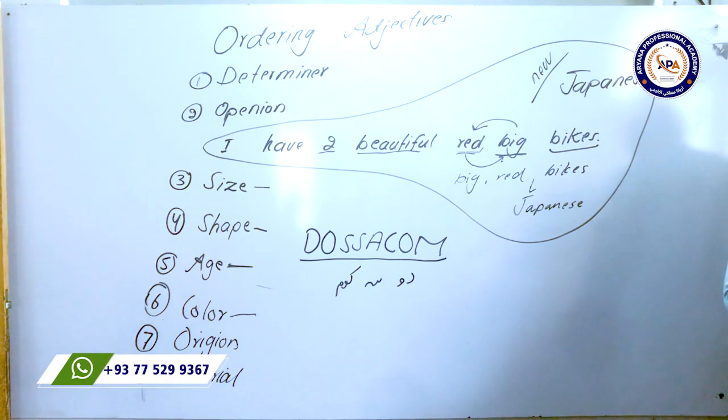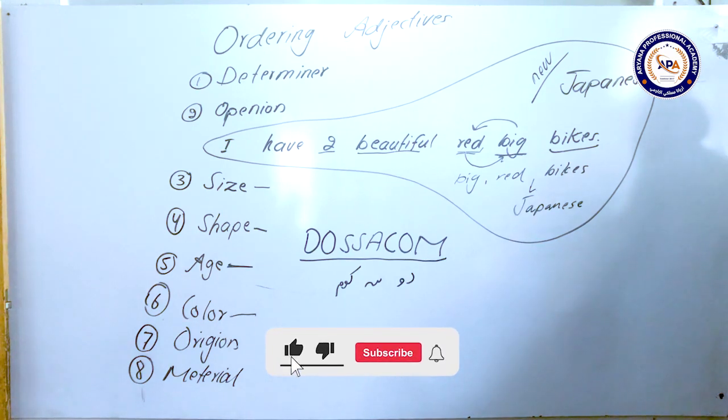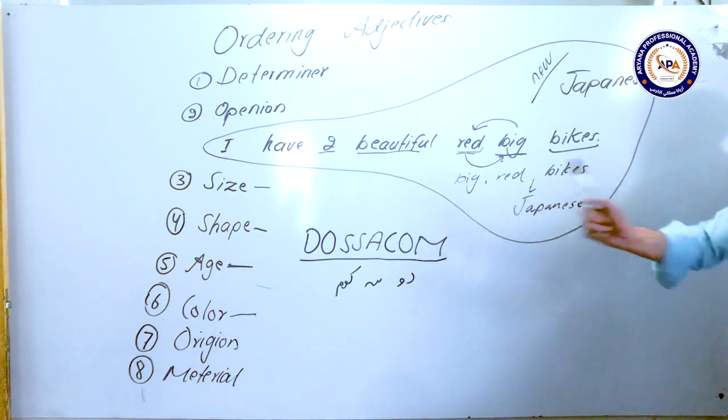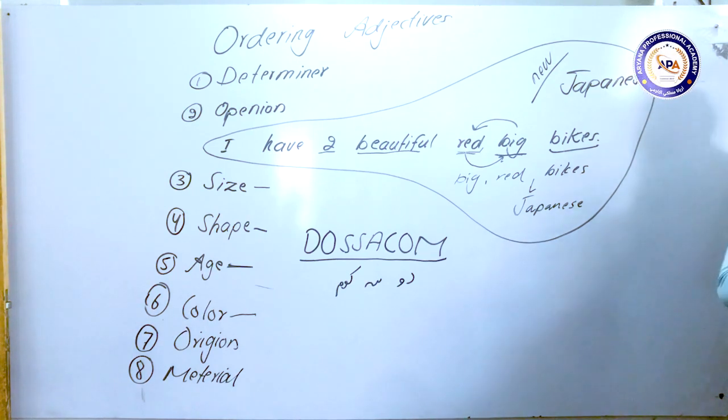I have two beautiful red Japanese iron bikes. Japanese iron bikes. Yes. Japanese must be mentioned first because it talks about the origin of a noun, and then the material later on.